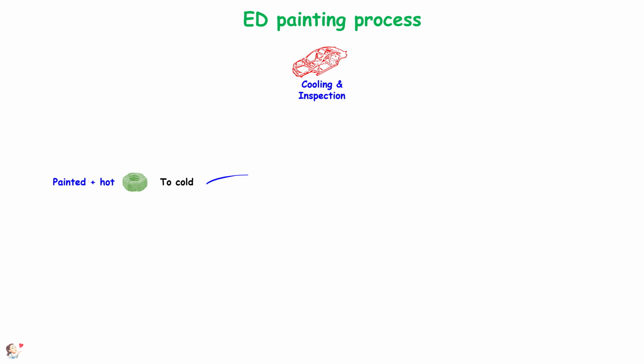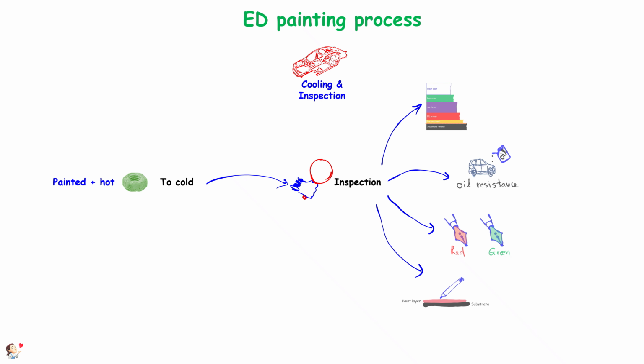After cooling, inspection is carried out. Depending on the product requirements, different factors will be checked. However, the most common checks are paint thickness, paint resistance to physical and chemical agents, color and gloss, and scratch resistance. Ultimately, only after performing these checks do we receive the final high-quality product. So we've explored the ED painting process.